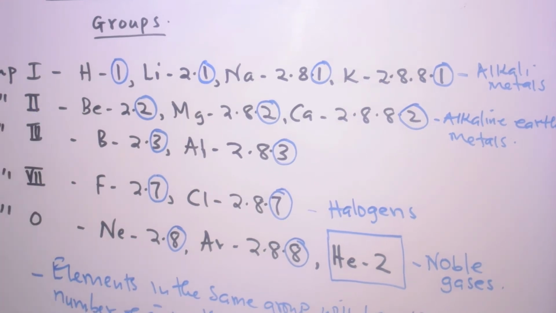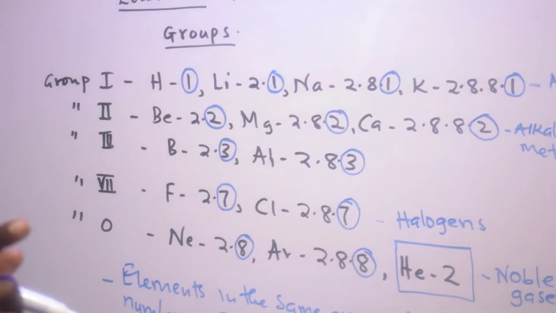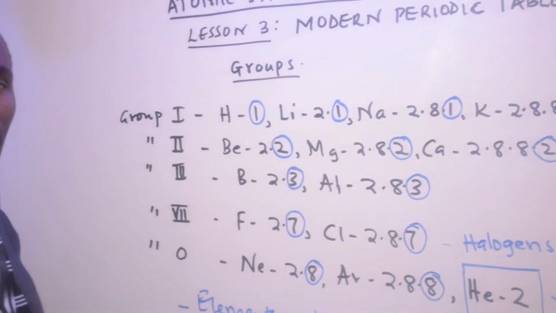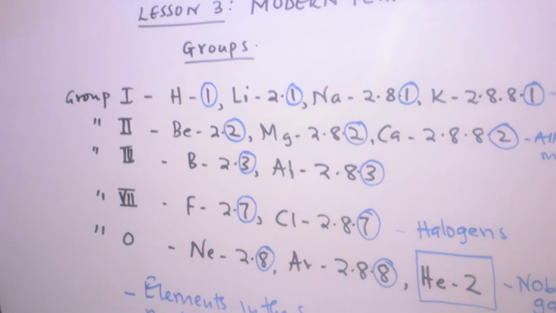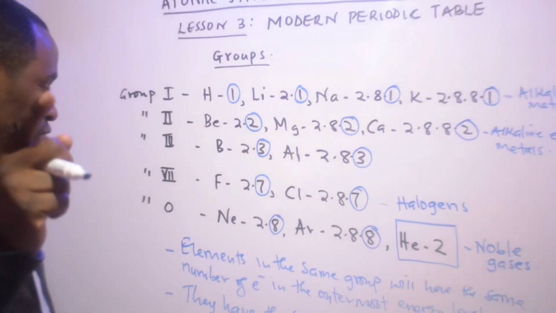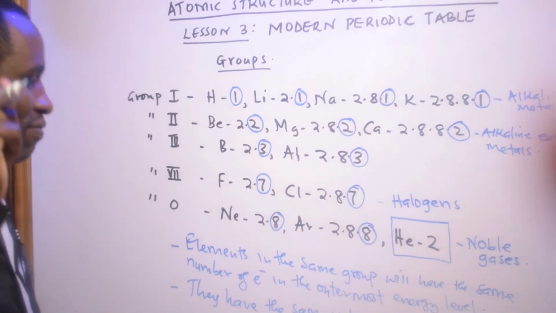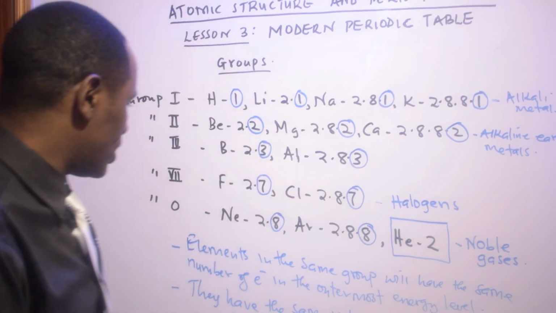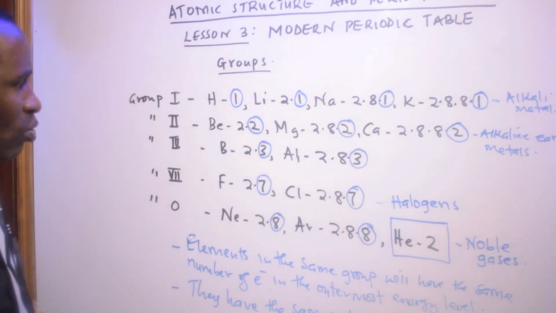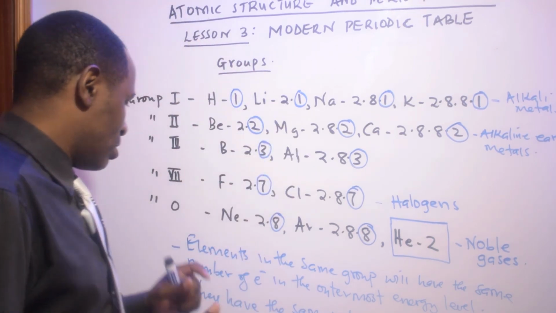Group 2 elements will have a valency of 2. Group 3 elements, a valency of 3. Group 4, a valency of 4. Group 5, a valency of 3. Group 6, a valency of 2. Group 7, a valency of 1. Group 0 have a valency of 0, because they have what we call a stable electron configuration.